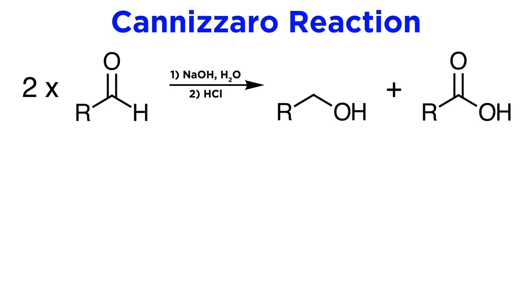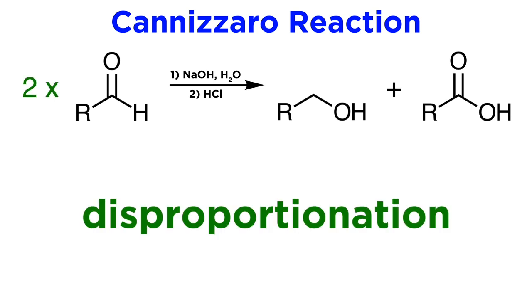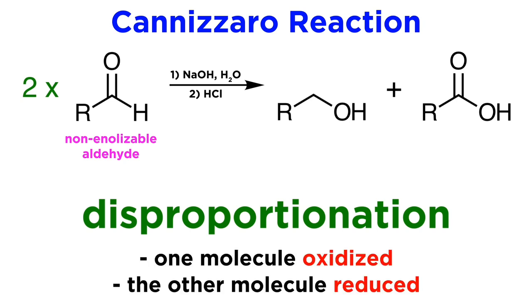Continuing our study of name reactions, let's investigate another oldie but goodie, the Cannizzaro reaction. This reaction involves the disproportionation of two equivalents of a non-enolizable aldehyde, where disproportionation means that one molecule is oxidized and the other is reduced. So as we can see here, two equivalents of the aldehyde will produce one equivalent of the corresponding alcohol and one equivalent of the carboxylic acid.